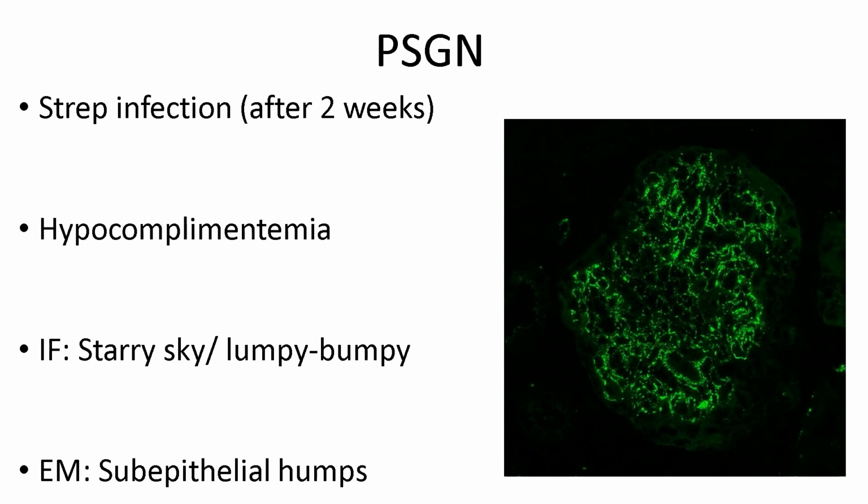There is the starry sky, lumpy bumpy appearance on the immunofluorescence. It's just a fancy way of describing the granular appearance for this disease, and the subepithelial humps. Okay, so PSGN, subepithelial humps.